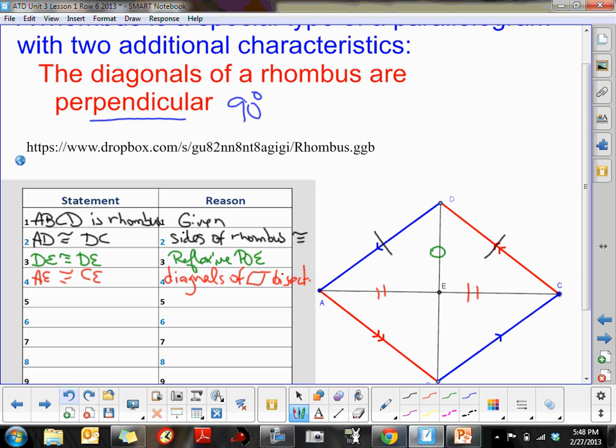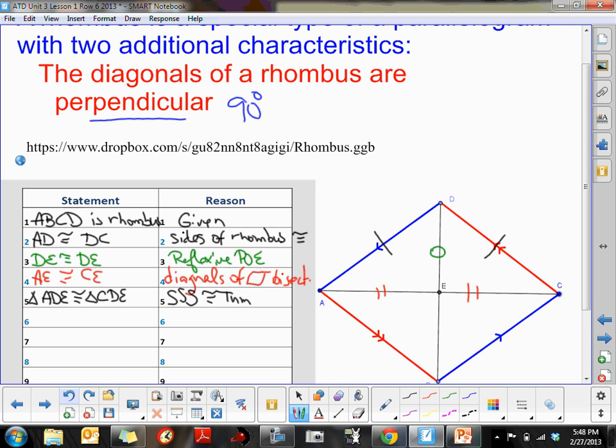From here, what I got is a similarity statement between 2 triangles. So we know now that triangle ADE is congruent to triangle CDE by the side-side-side congruency theorem. Now, because the triangles are congruent, we wanted to prove that the angles had to be 90.